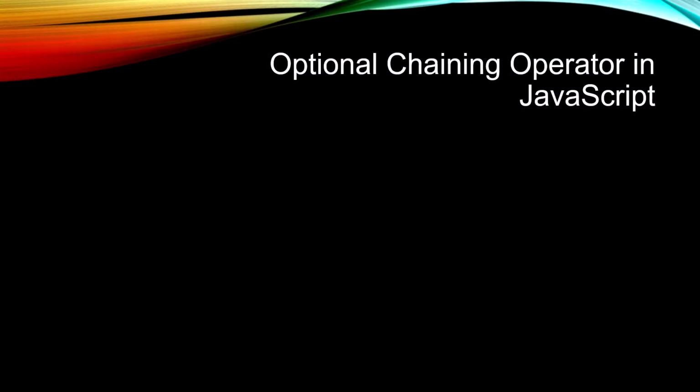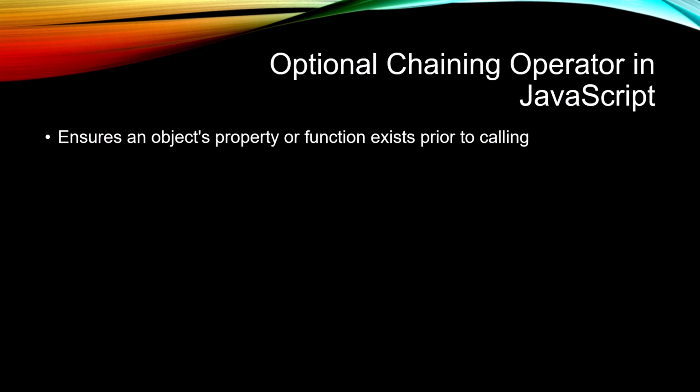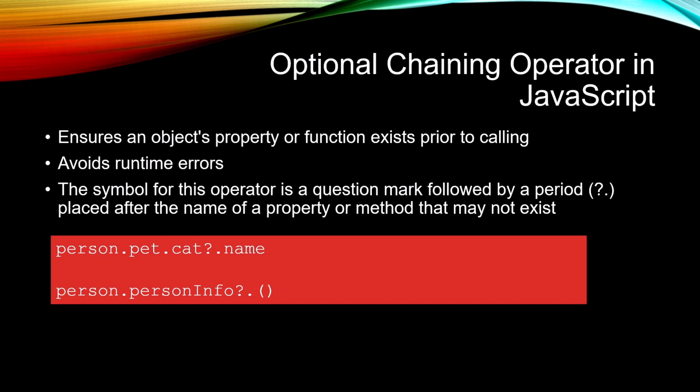Let's talk about the optional chaining operator in JavaScript. Now this ensures that an object's property or function exists prior to calling it. So this avoids runtime errors. The symbol for this operator is a question mark followed by a period placed after the name of a property or method that may not exist.